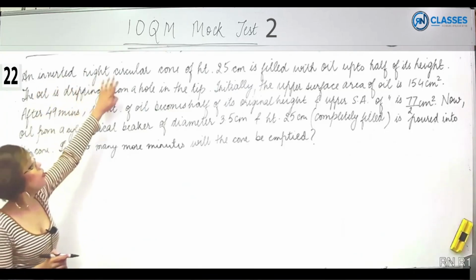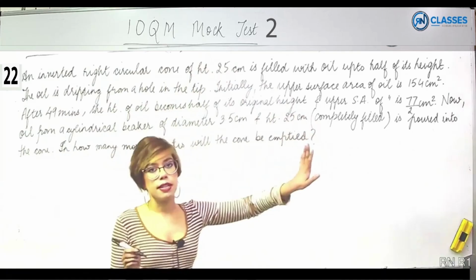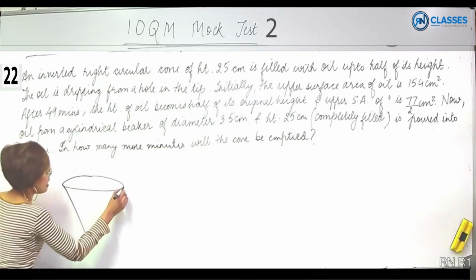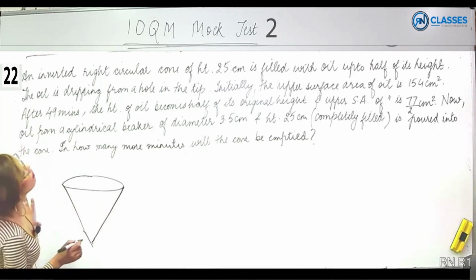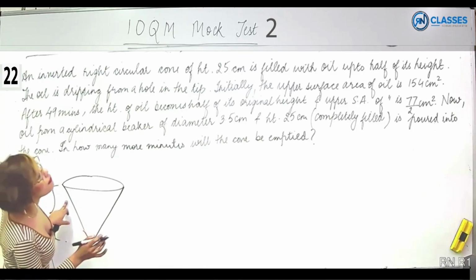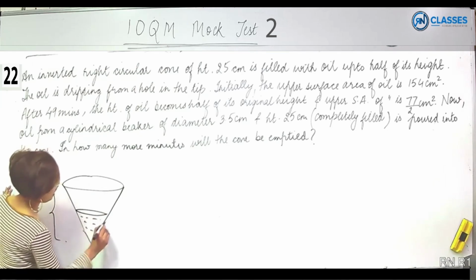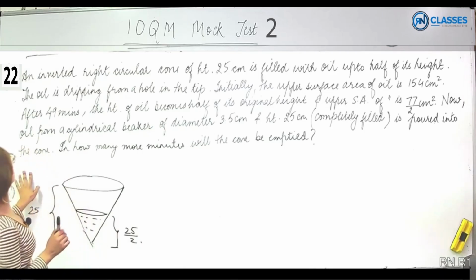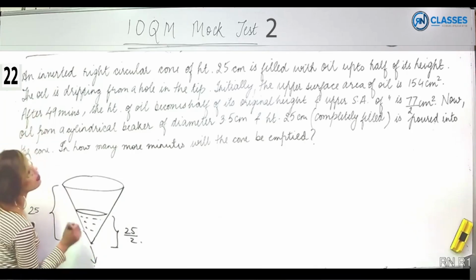An inverted right circular cone of height 25 centimeter is filled with oil up to half of its height. First of all, I am talking about the inverted cone. So it looks something like this. It is half filled with oil. This looks like an inverted cone? Yes. First of all, height is 25. It is filled with oil up to half its height. So this is my oil. And suppose this height has to be 25 by 2. The oil is dripping from a hole in the tip. So obviously oil is leaking out from here, as you can see.